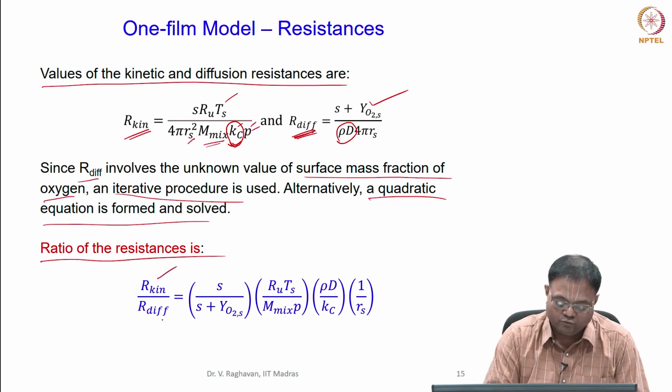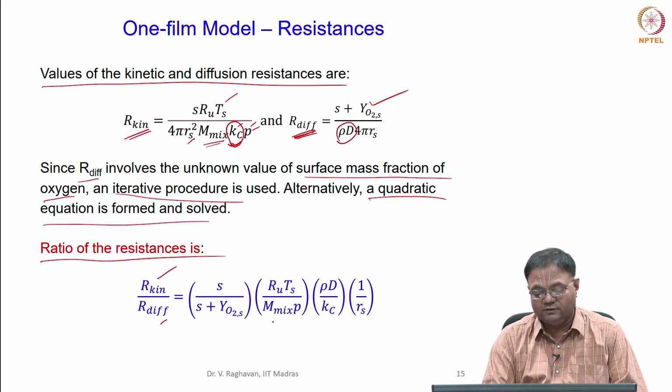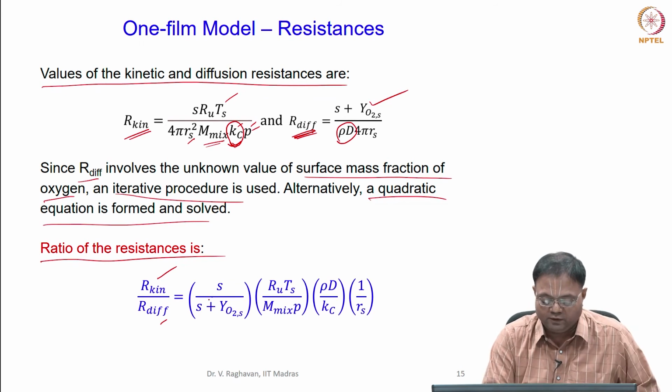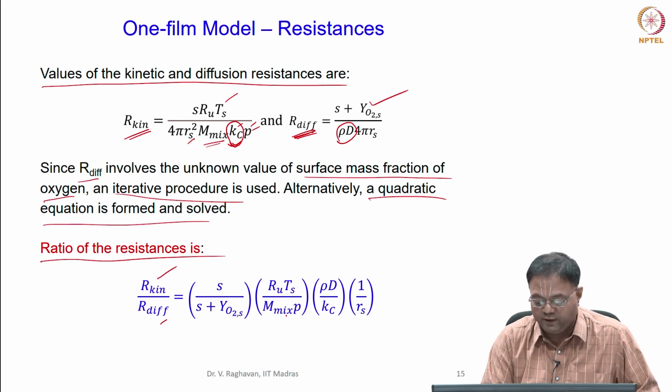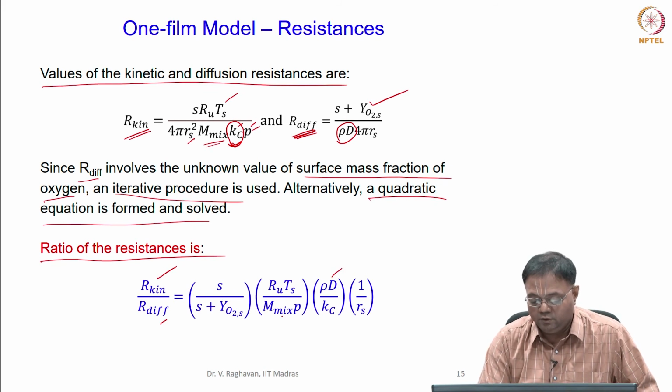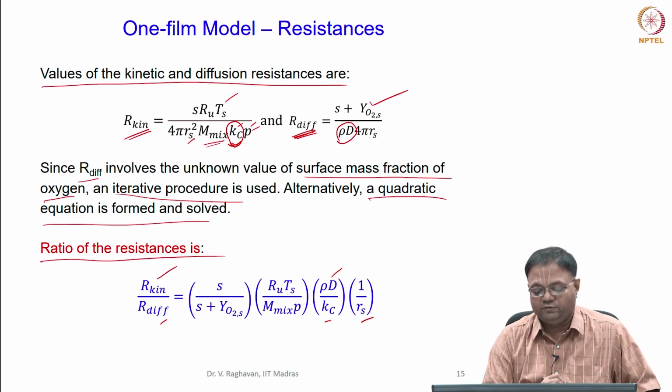The kinetic resistance to diffusion resistance is written like this. I have just factorized this. So S by S plus YO2S. Then Ru Ts by molecular weight of the mixture into pressure. Then diffusion coefficient, so rho d by Kc, rate of this, and the surface radius itself.